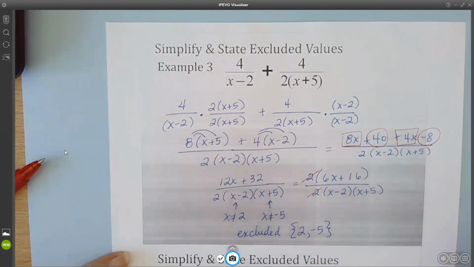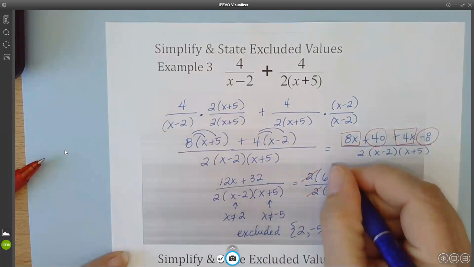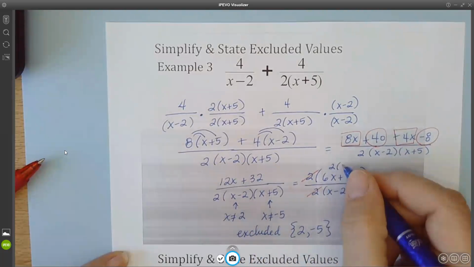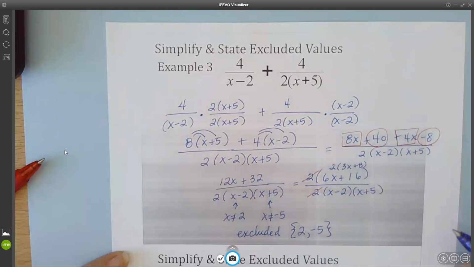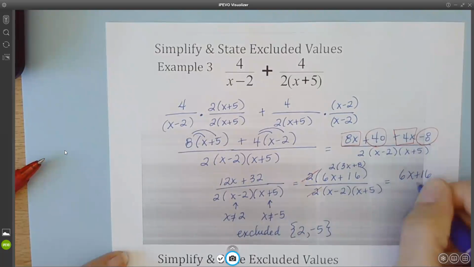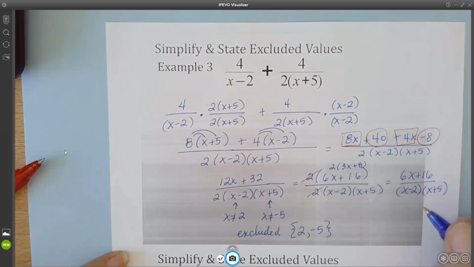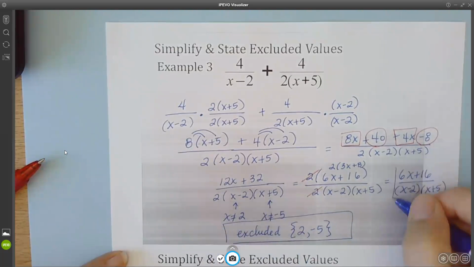Then we can cancel anything that would help us reduce the fraction. If I continued factoring this, by the way, I could take another 2 out and write this as 2 times 3x plus 8, but that doesn't help me reduce it anymore. So you can factor it again, or you can not factor it again. Either way, I get 6x plus 16 over x minus 2 times x plus 5, as long as I exclude 2 and negative 5.